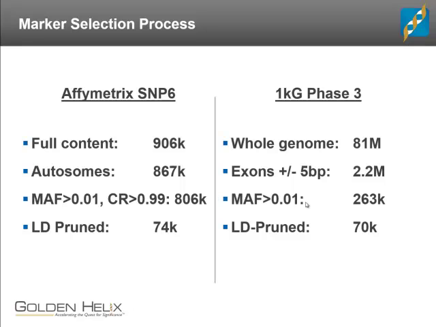With the 1,000 Genomes Phase 3 data, you've got 81 million variants in the autosomal data alone. I was focused just on exons plus or minus 5 base pairs. I had filtered the data in advance. So there's about 2.2 million of those. But if we follow a similar process and just look at the common ones, so greater than 1% frequency, and do LD pruning, we get a similar number, although they're very different. Out of these 74,000, only 1,000 are in exon regions. So there's a chance these are going to pick up different things.